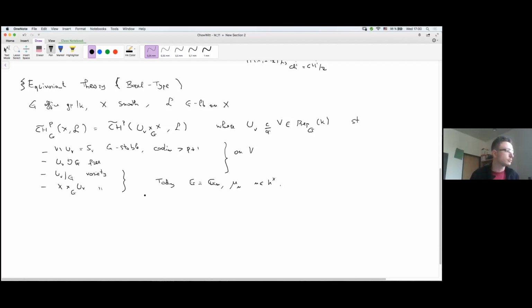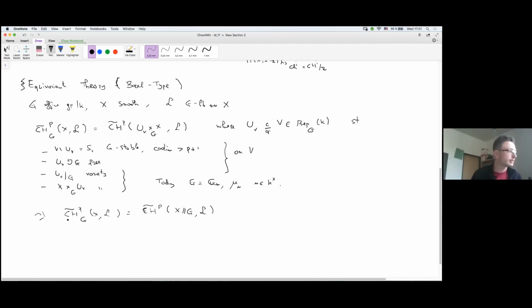So in practice, one really wants to say that this Chow-Witt ring or group that we have defined, for X and L, is actually the Chow-Witt group of the quotient stack, where of course I'm identifying G-line bundles on X and line bundles on the quotient.